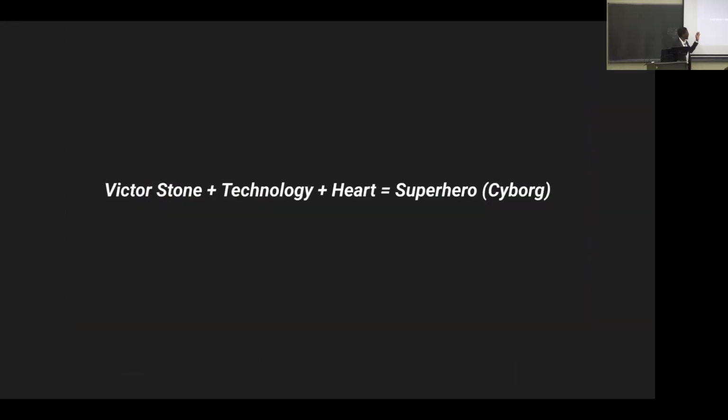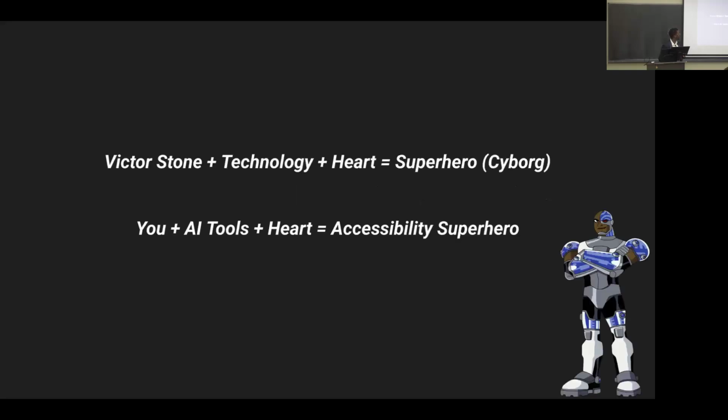Really, the formula that we're going to look at here is this one. Obviously, I wasn't a math major. I studied philosophy. So this is as mathy as my math gets, which is this equation: Victor Stone plus technology plus heart equals a superhero, or in this case, Cyborg. And for you, I hope to convince you that you plus AI tools plus heart can make an accessibility superhero.